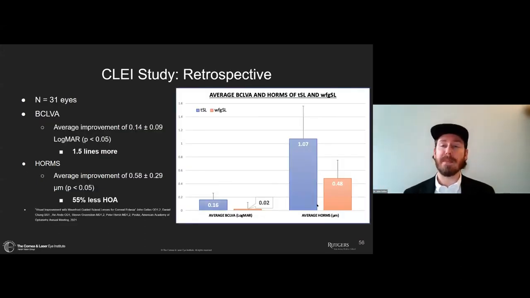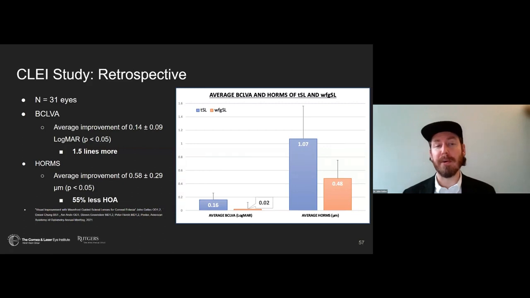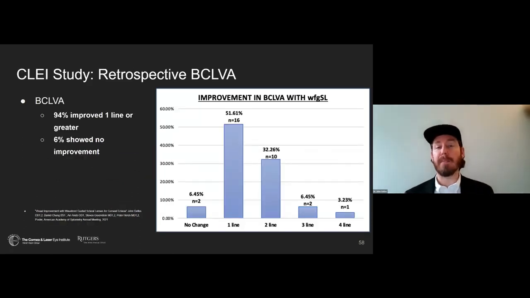Now, we've also done some retrospective work. This was our original studies that were published, or excuse me, that were presented as abstracts at GSLS and Academy. What we can see here is that in general, in a 31 eye retrospective, we saw pretty consistent with the data that's been published before. 1.5 lines of visual acuity improvement, about a 55% reduction in higher order aberrations. And when we looked at the best corrected visual acuity, 94% of these individuals showed 1 line or more improvement in vision. About 6% showed no visual acuity improvement.